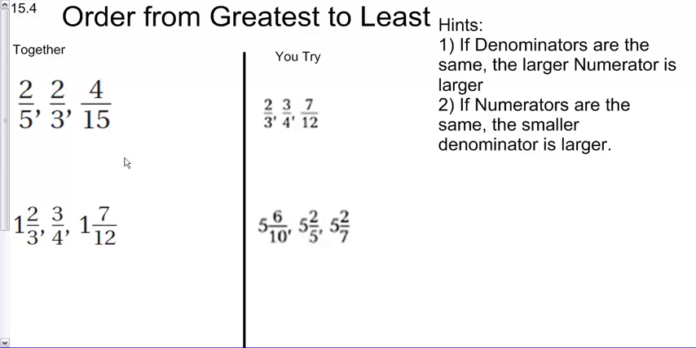Now, ordering. Here I've got to find a common denominator. Here I've got to write equivalent fractions. So basically this is a long, drawn out process. So together, if I count by 3s, 5s, and 15s, what's the smallest number they have in common? Well, if you said 15, you're right. So how do I get from 5 to 15? Well, I multiply by 3. So 6/15.